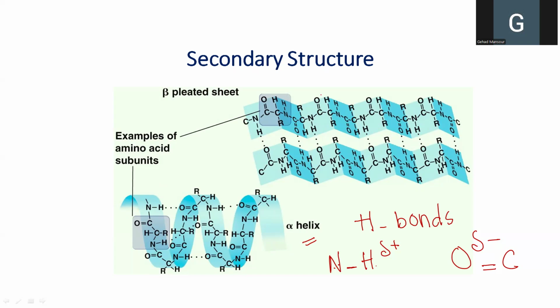In the case of the beta pleated sheet, it is still one polypeptide chain. Don't think that because you have two segments here, this first segment and that second segment, they are two different polypeptide chains. No, it is still one polypeptide chain that is folded like this. So this is a segment of the molecule of the chain, and this is another segment. And again, we have those hydrogen bonds.